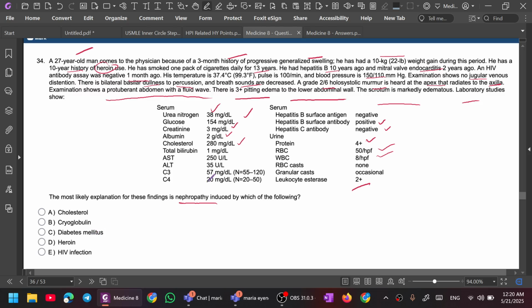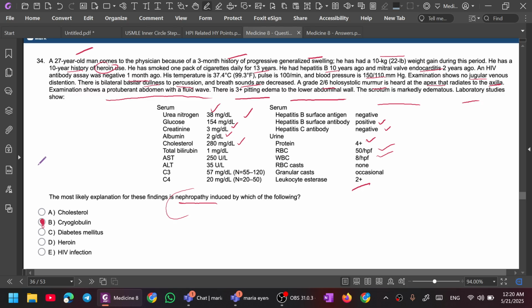It looks like heart failure kind of thing. Then what is the cause of this heart failure? High cholesterol. I feel like either cholesterol or his heroin use. But I don't know if cholesterol causes any type of nephrotic syndrome. And that is 4 plus protein. Yes, he has nephrotic syndrome. So I don't know. And his HIV was negative, right? Yes, negative. So I feel like it's heroin though.